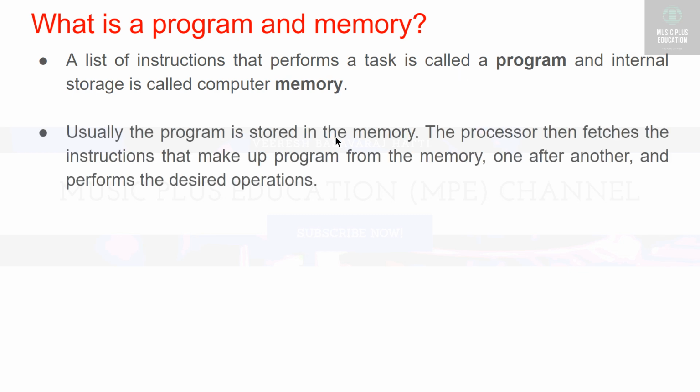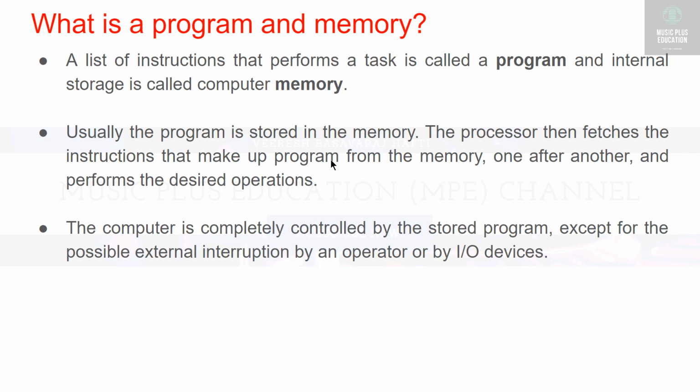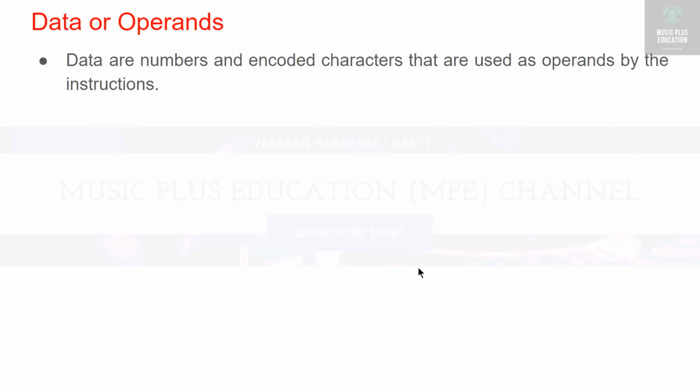Usually the program is stored in the memory. The processor then fetches the instructions that make up the program from the memory one after another and performs the desired operation. So before the processor performs any operation, that program must be stored in the computer memory. The computer is completely controlled by the stored program except for the possible external interruption by an operator or by IO devices. Data or operands, that is 25 and 15, whatever values we have used, that is what data is. Data and operands are one and the same.